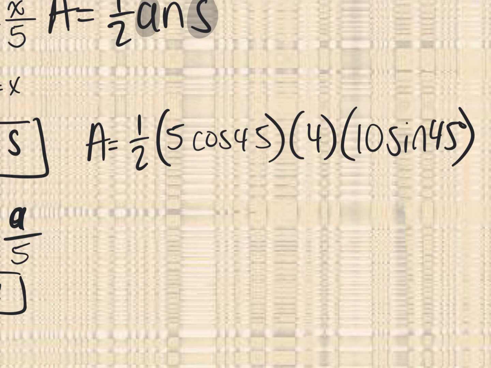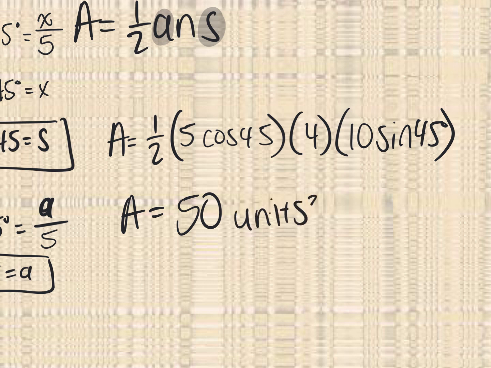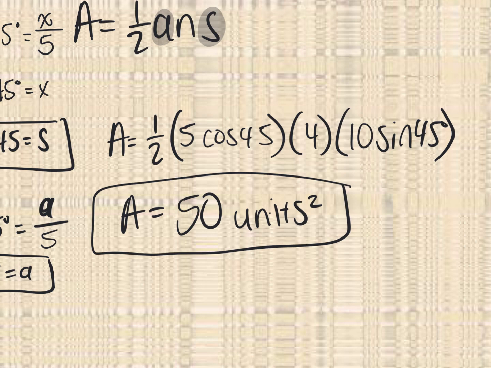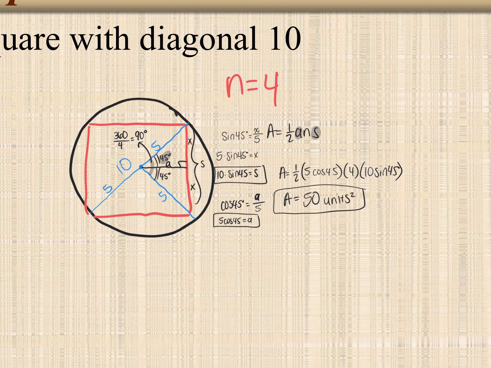Now, all you do from this point is you plug it into your calculator. So go ahead and take out your calculator, do 0.5, because you have to do the 1/2 first. 0.5 times 5 times the cosine of 45 times 4 times 10 times the sine of 45. What do you get? I got 50. What units does it need? Units squared. Why is it squared? Because it's an area. Okay? I'm going to zoom out so you guys can see the whole thing.